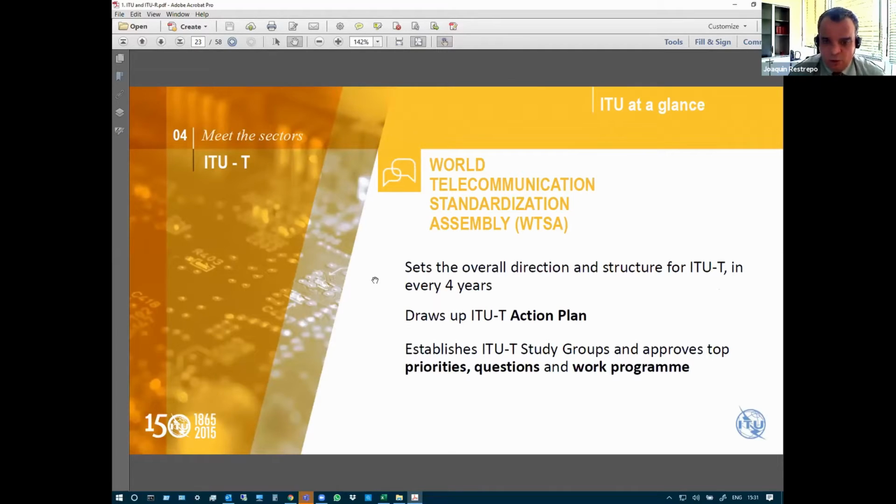They are ruled by the World Telecommunication Standardization Assembly, which is organized every 4 years. This year will be the one that presides over the World Telecommunication Assembly. They draft the ITU plan, establish the ITU study groups, and approve top priority questions and the work program.